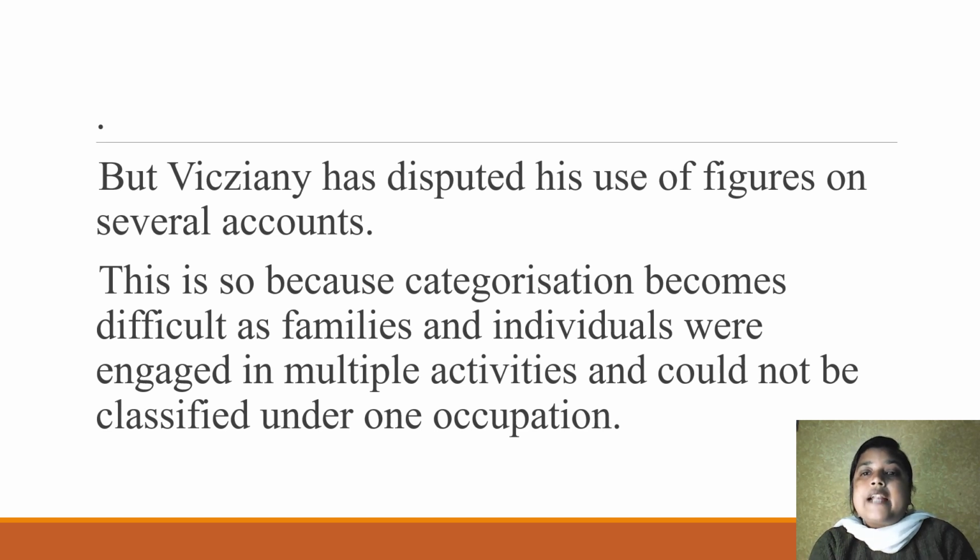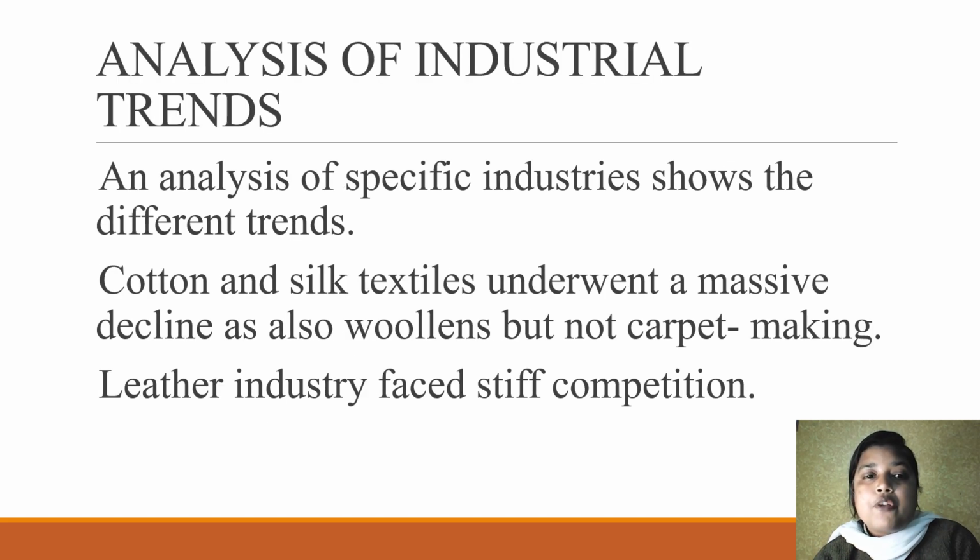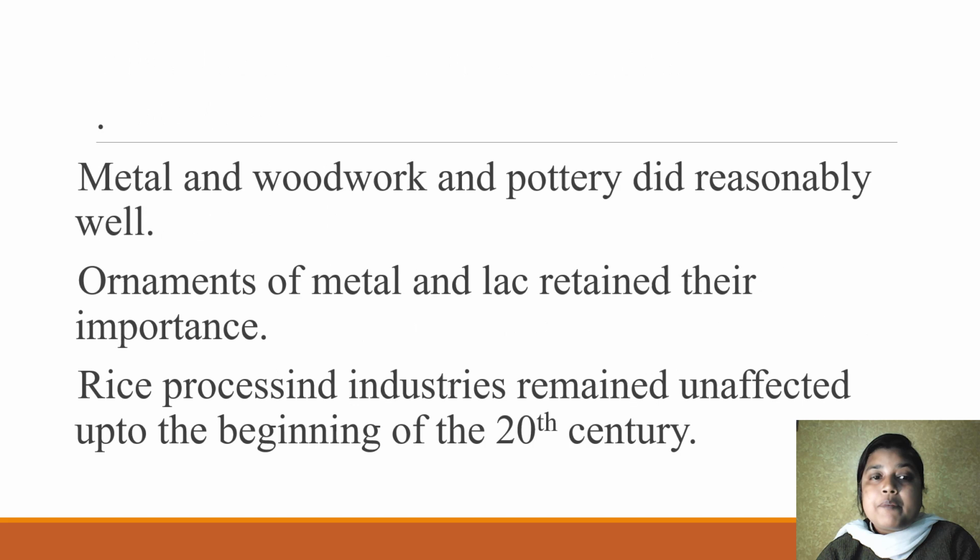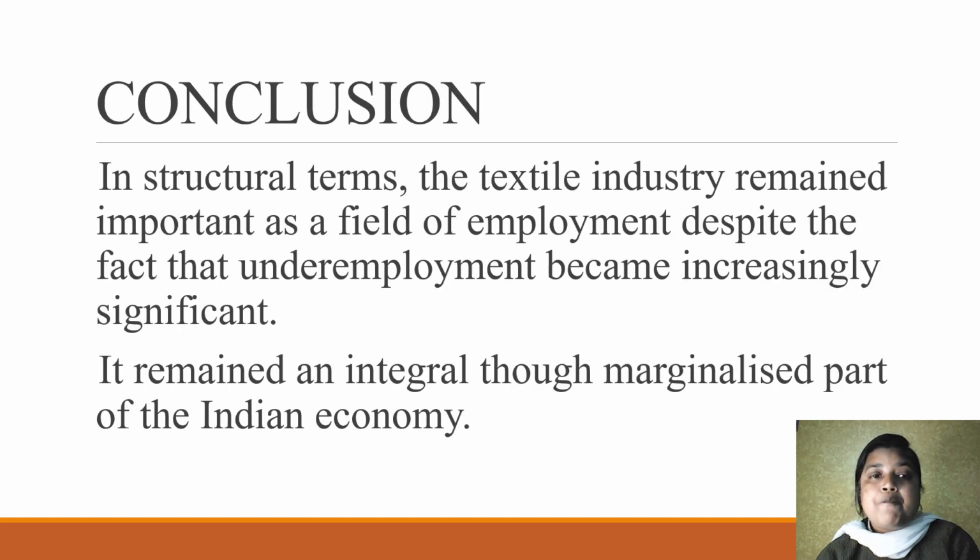This is so because categorization becomes difficult as families and individuals were engaged in multiple activities and could not be classified under one occupation. If we make an analysis of the industrial trends of the specific industries, then different trends could be seen. For example, cotton and silk textiles underwent a massive decline, as also woolens but not carpet making. The leather industry faced stiff competition. Metal and woodwork and pottery did reasonably well. Ornaments of metal and lac retained their importance. Rice processing industries remained unaffected up to the beginning of the 20th century.